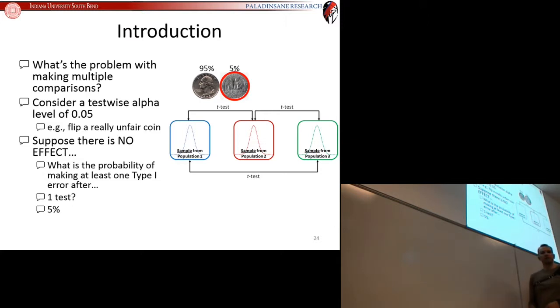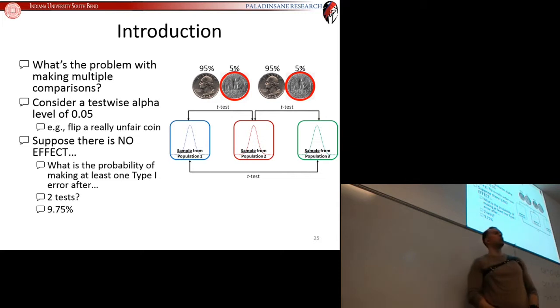What about two tests? Once you take it to two tests, your alpha level starts to inflate. It starts to get out of control. So after two tests, we have a 5% chance of getting it wrong on the first test, and a 5% chance of getting it wrong on the second test. Taken together, that balloons up to a 9.75% chance of making at least one error. So we are now almost double our initial alpha level.